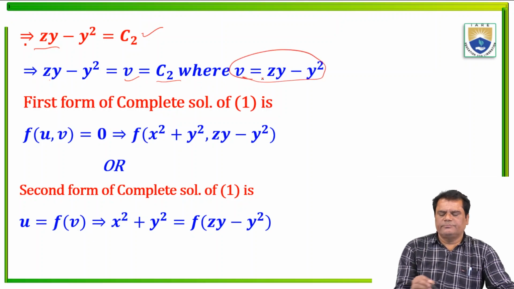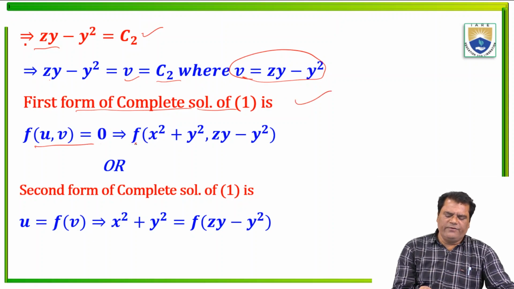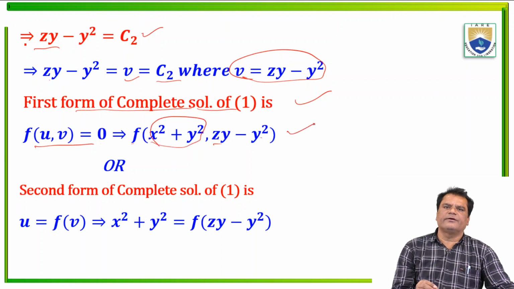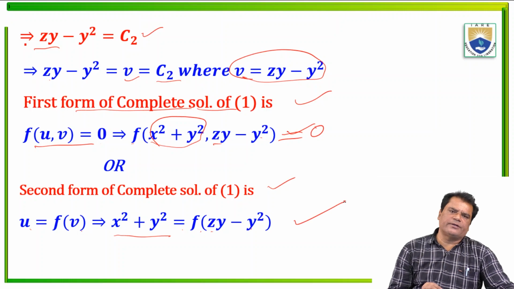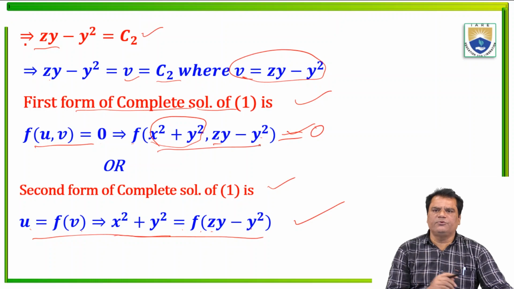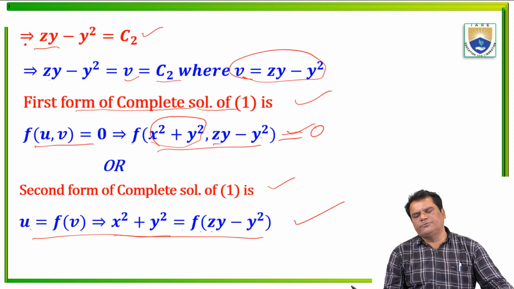The first form of the complete solution of 1 is F(u, v) equal to 0. So F of x square plus y square and zy minus y square equal to 0. Or the second form of the complete solution of 1 is u is a function of v: x square plus y square equal to a function of zy minus y square. This is the second type of solution, and this is the first type of solution. We can write any type of solution. Both are correct.